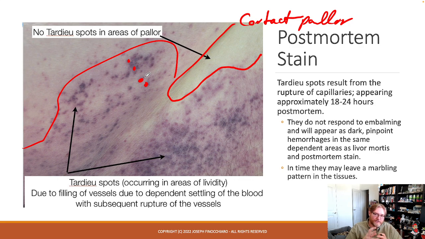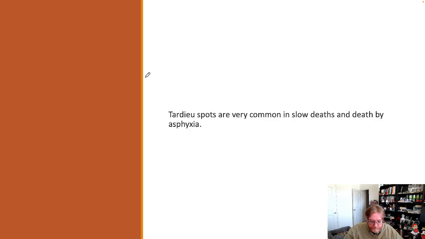When you see Tardieu spots, the important thing to understand as practitioners is that these are little holes now. That didn't happen by magic. That means when you inject this area with solution, you may encounter increased swelling because it's not going to flow into the tissue spaces. It's just going to flow and fill the opening because the capillaries have broken down. Tardieu spots are very common in slow deaths and death by asphyxia.